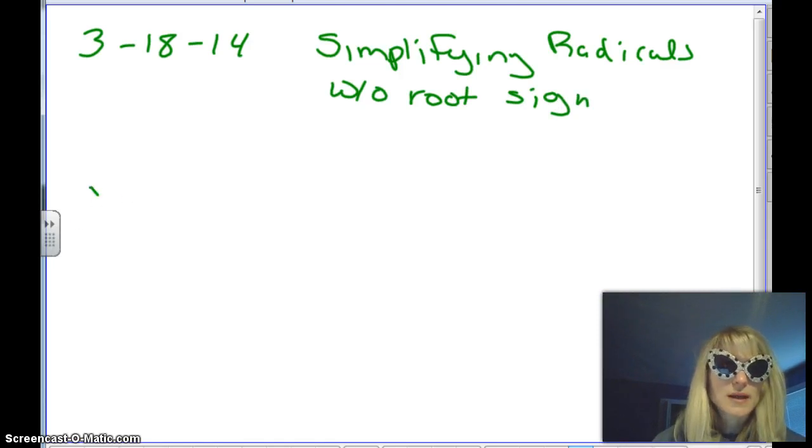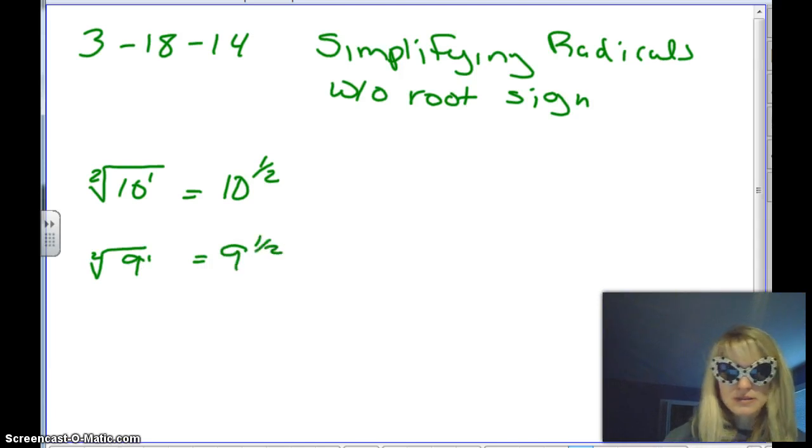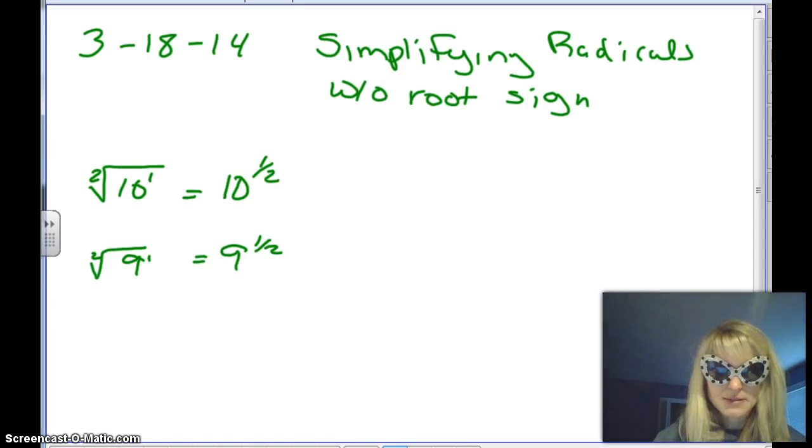Just to review, we had like the square root of 10. And we said, remember, square root is really to the second power. This is 10 to the 1 power. So we can rewrite this as 10 to the half, okay? Or if I have the square root of 9, I could rewrite that square as a number times itself. And we sort of looked at this a little bit on our calculators.